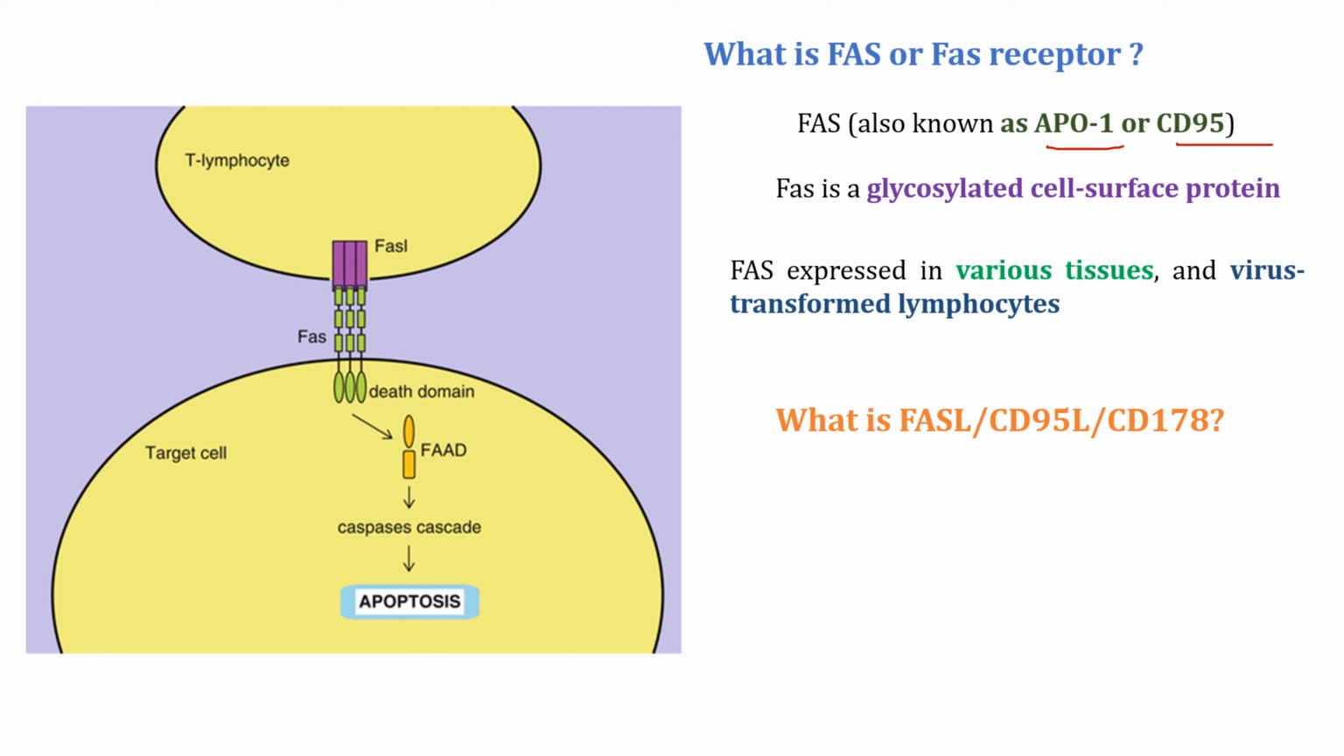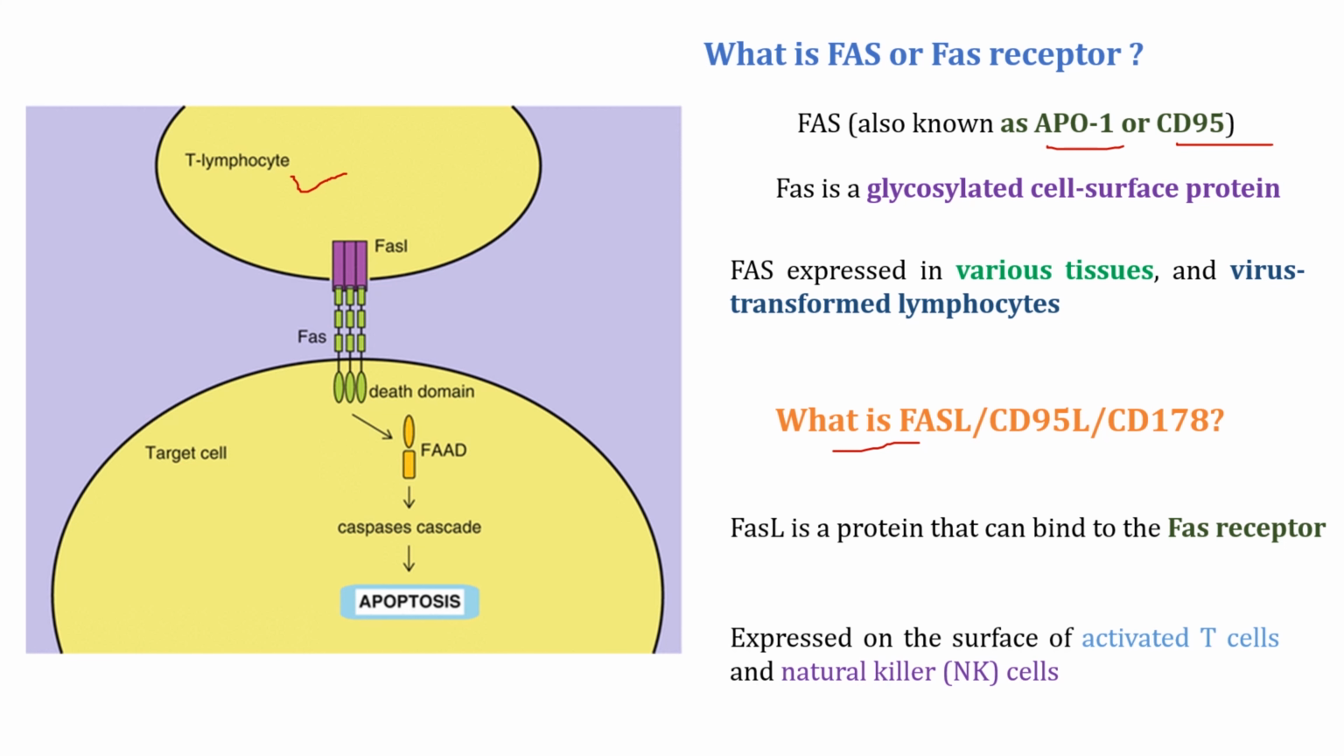Fas ligand, okay, binds to the Fas receptor. Fas ligand is present on T lymphocytes and other cells, activated T cells, where they are present. Now we're talking further about Fas.